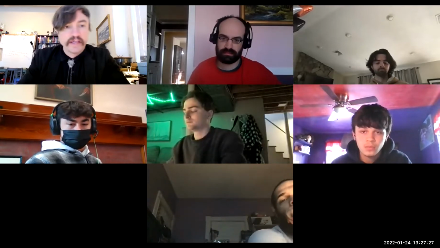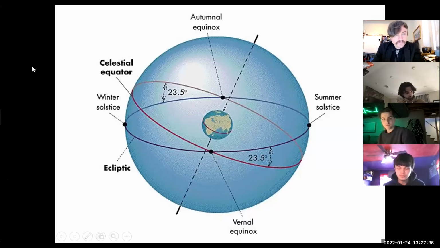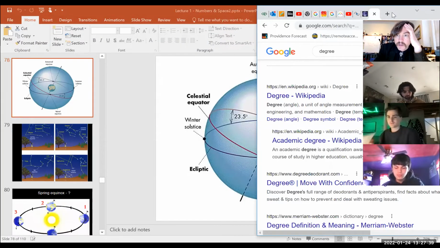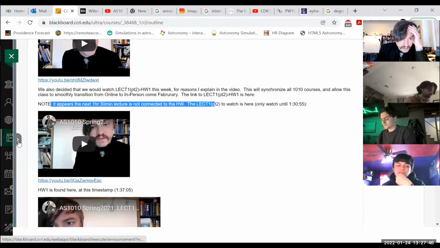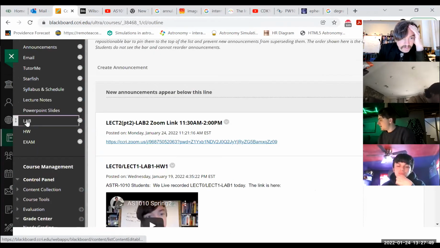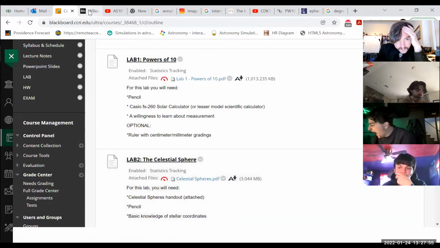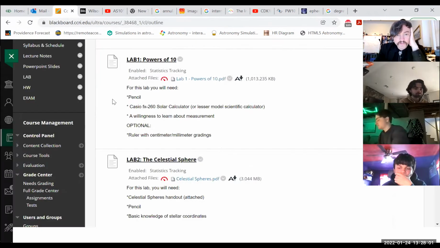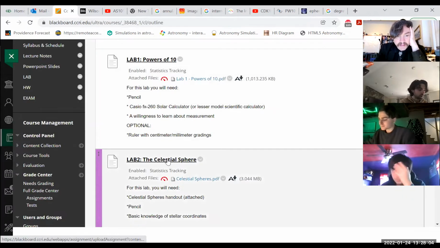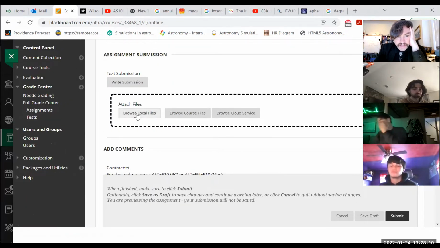The pages that I suggested that you print out were page 1 and 2 from lab 2. You go to Blackboard, and on your class tab, we go to lab. We go to lab 2, celestial spheres. If you right click, you can print out the first 2 pages of this lab here. That's what I've done. We'll also be submitting lab 2. If you click on lab 2 celestial sphere, that's where we're going to take a picture at the end and submit it by browsing local files.